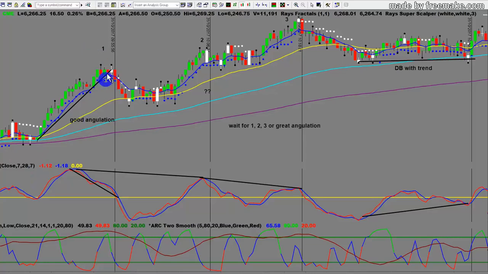Okay, so here we've also got the first wave out of 3. So you've got great angulation, so you could take that as a short. Now remembering, whenever you take a counter trend trade or a divergence trade, be prepared for a bounce off the EMAs, which is exactly what happened. So this is a great scalping opportunity.